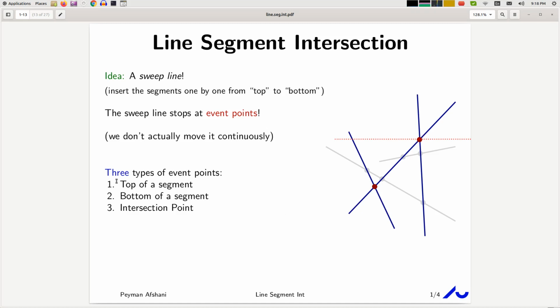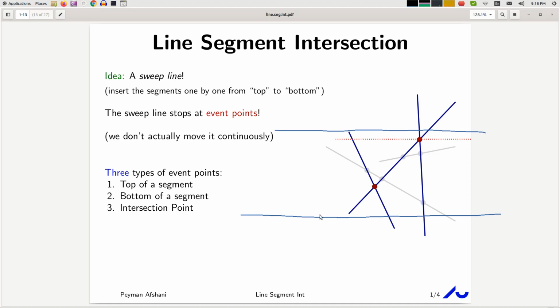So the most obvious event point is when the sweep line reaches the top endpoint or top vertex of a segment, then we know that we have to add that segment to the picture. So that's what we've seen so far. Similarly, if the sweep line passes the bottom endpoint of a segment, then that segment is out of the picture, so we could just ignore it. Those are the two obvious event points.